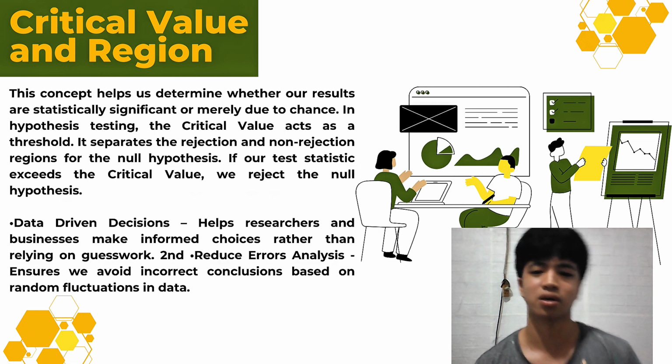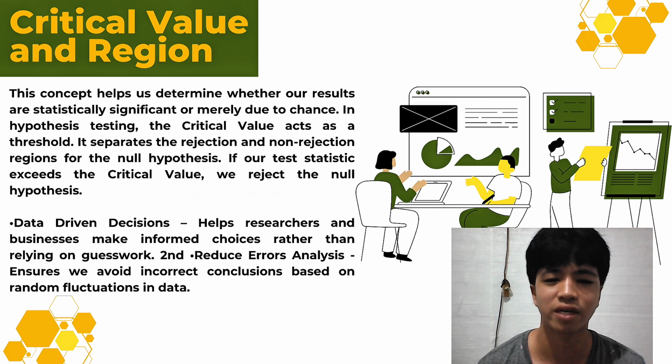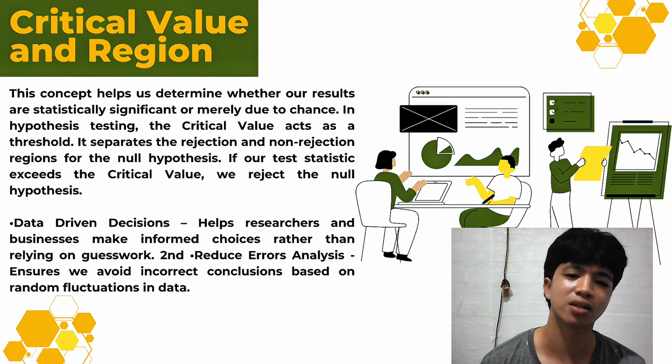So to make it more relevant to you guys, I have an example. Let's say a teacher claims that students in their school score an average of 80 on an exam. To verify this claim, a researcher takes a sample of 50 students and computes their average score using hypothesis testing. We calculate the test statistic and compare it to the critical value to decide whether to reject the teacher's claim.